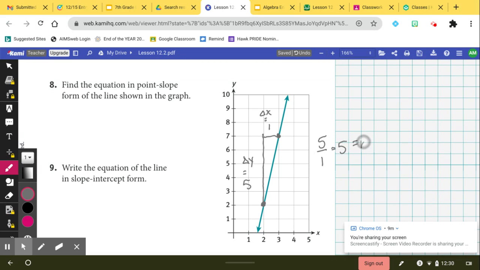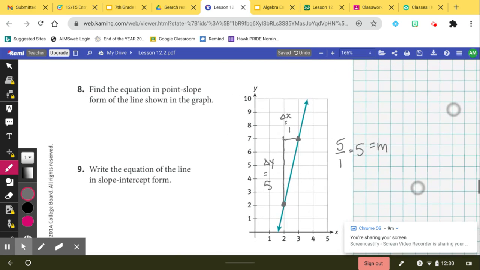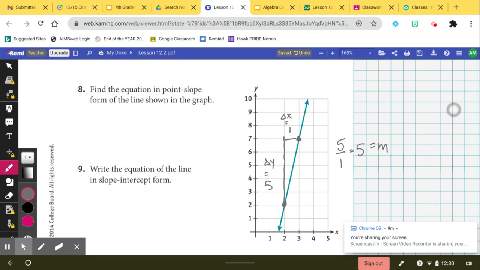So that's my m. And then it doesn't matter which point I pick. I can pick this point or this point. I can write my equation. So let's just write the equation using the point (2, 2). So y minus 2 is equal to 5 times x minus 2, because the x and the y value were 2.